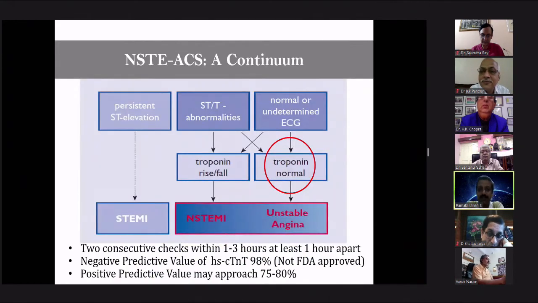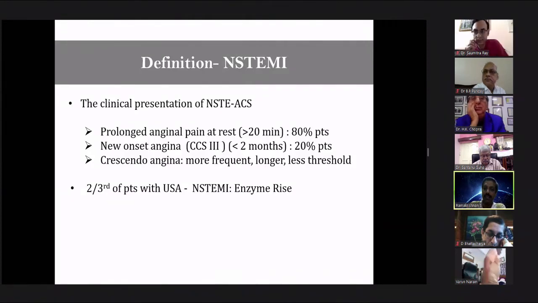So for the beginners, I think NSTEMI is very clear: there can be ECG abnormalities, there can be ECG not normal. But once you have a troponin elevation, then it's called NSTEMI. If the troponin is normal, it's called unstable angina. And then I will go into the details of this. So what is the clinical presentation of NSTEMI?